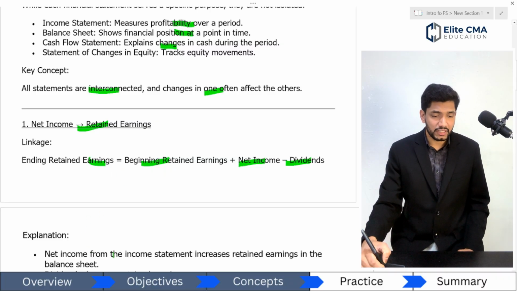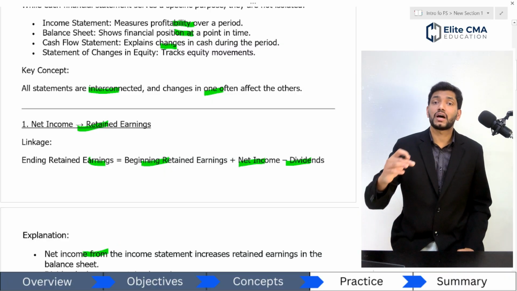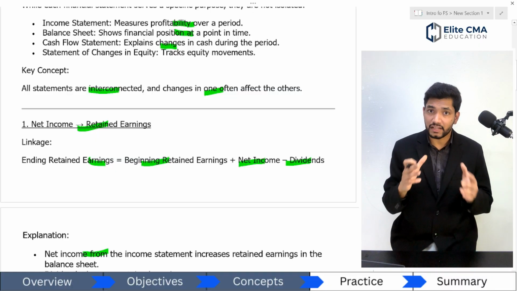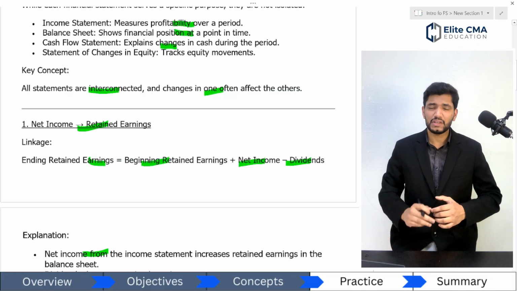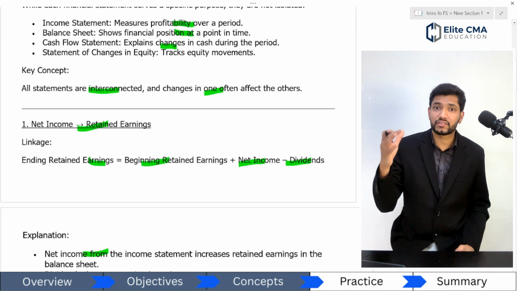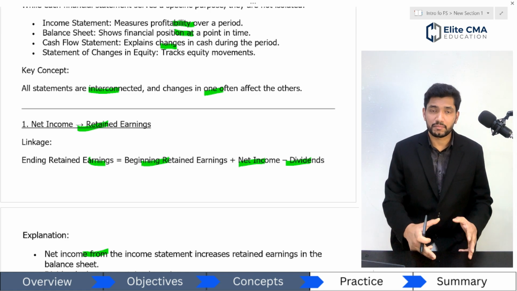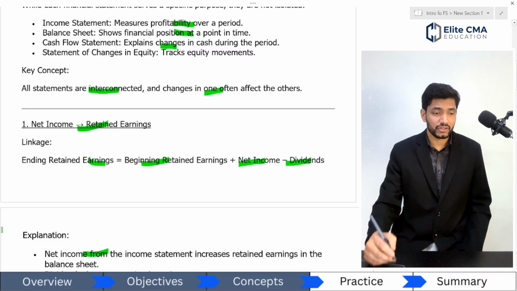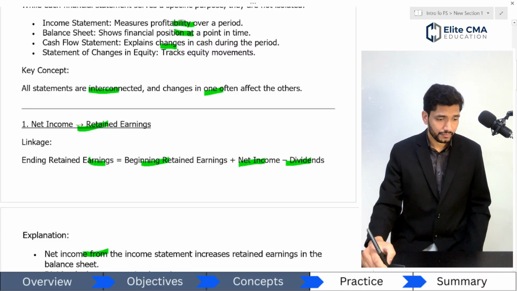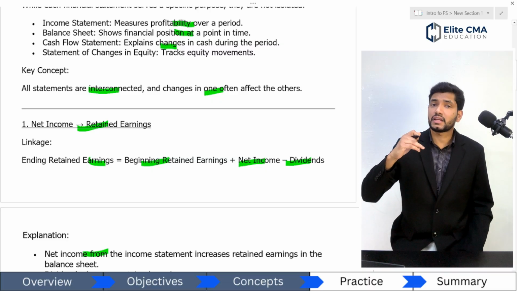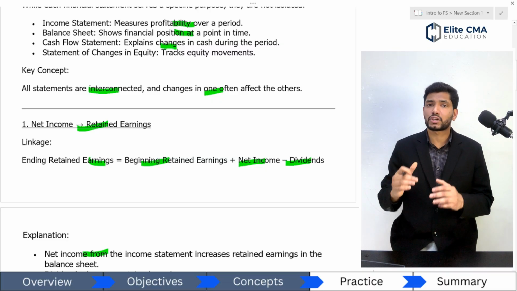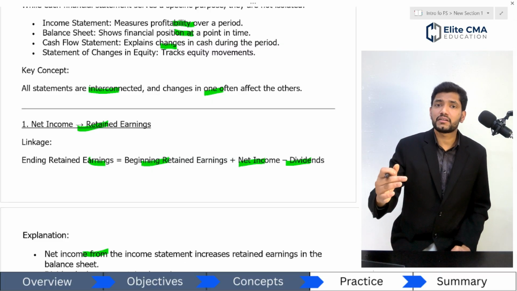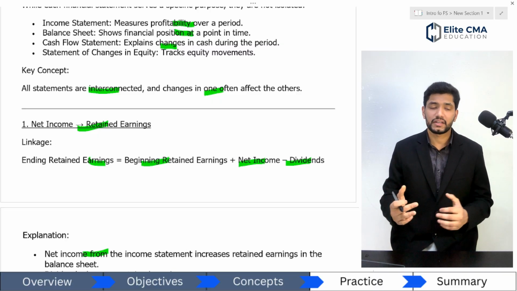Net income from the income statement increases retained earnings in the balance sheet. If the net income increases in the income statement, it will automatically increase the retained earnings in the balance sheet. And if any dividend is paid, the dividend payment is reflected in the cash flow statement, and it will decrease the retained earnings. So these are the 2 key links related to retained earnings.